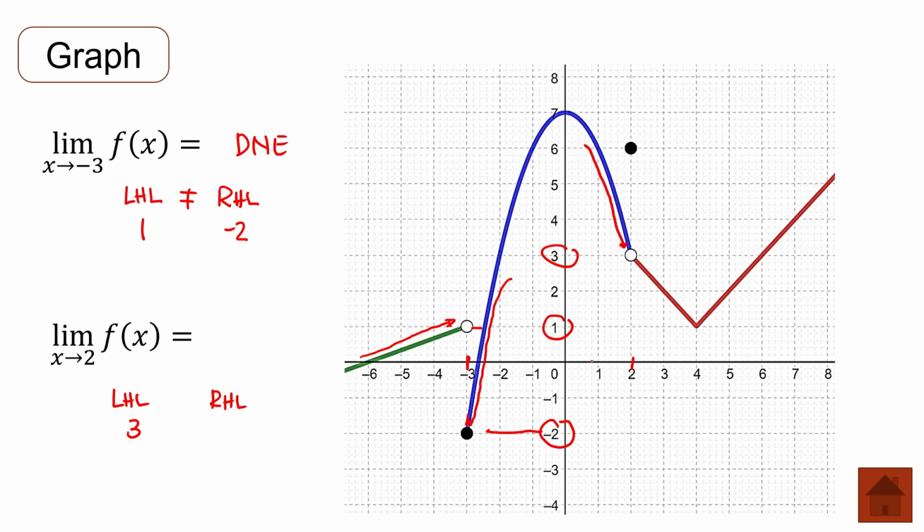The right hand limit, okay, so what is the limit of this function as x approaches 2 from the right side? We need to look at this point. There you go. As you can see, it's approaching the same point, which is also 3. Although f of 2 is equal to 6, it's not approaching that point. It's approaching this point, 3. So they are equal. The limit of this piecewise function as x approaches 2 is going to be equal to 3.